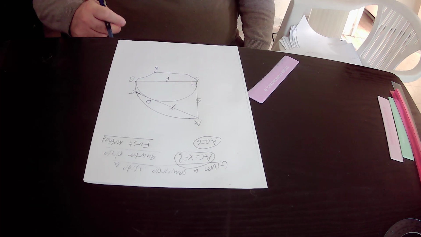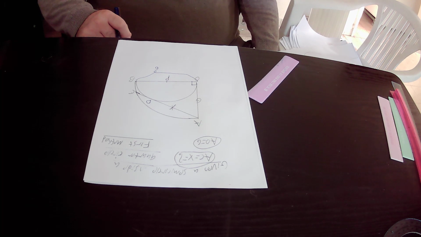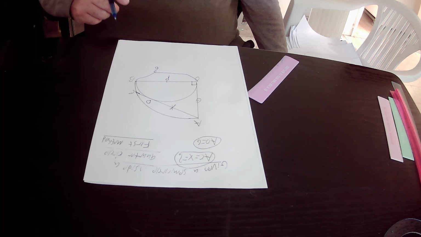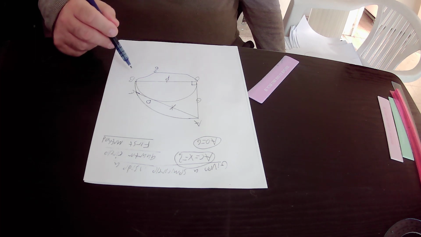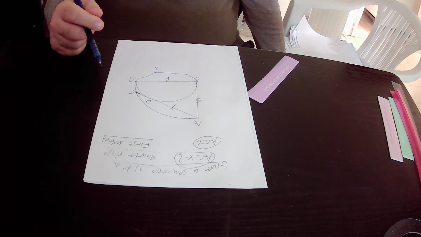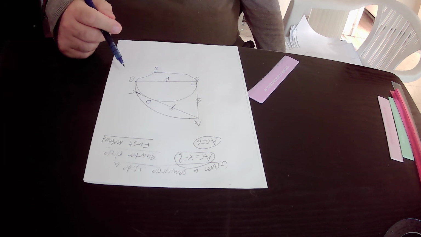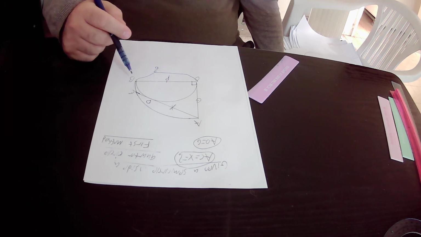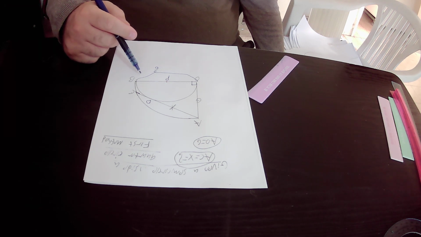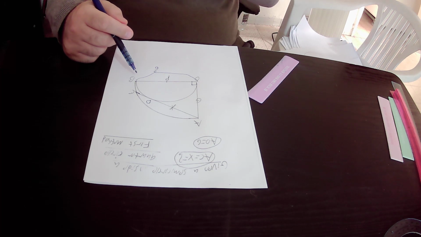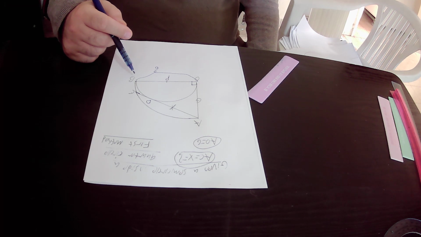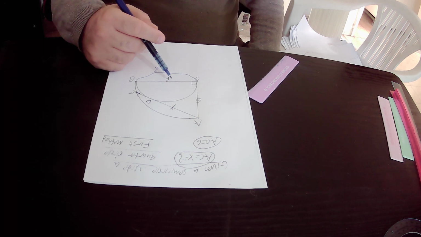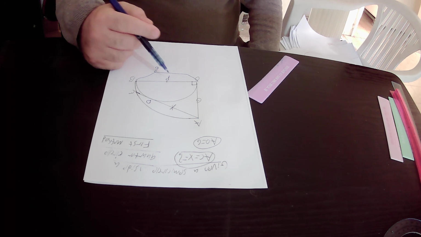But line segment OB is not only the radius of the quarter circle, it is also the diameter of the semicircle. OB is the diameter of the semicircle, and we know that the diameter equals 6 units. If the diameter equals 6 units, it means that the radius will be equal to half of it, that is 6 over 2. That is to say, the radius of the semicircle equals 3 units.